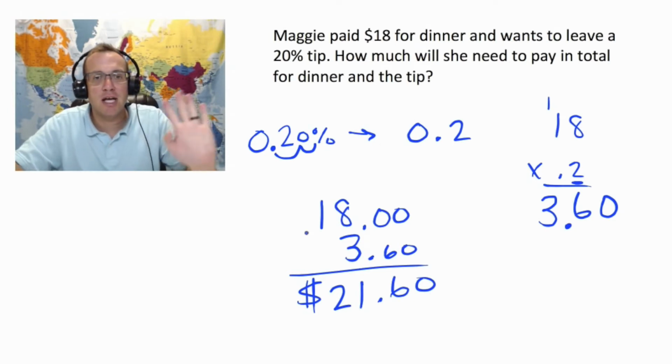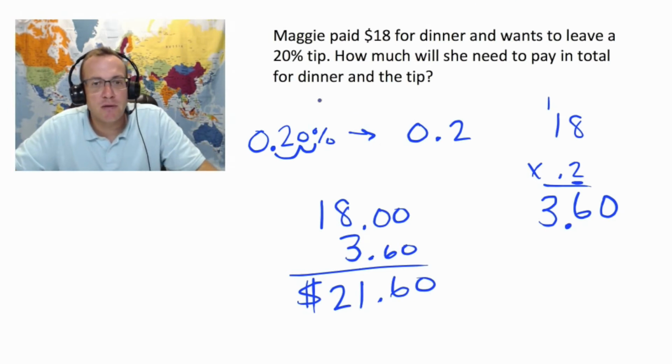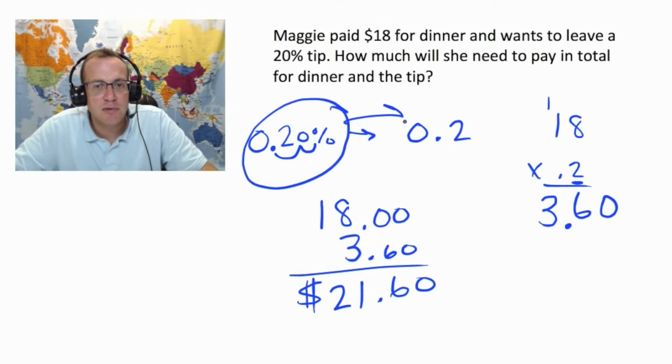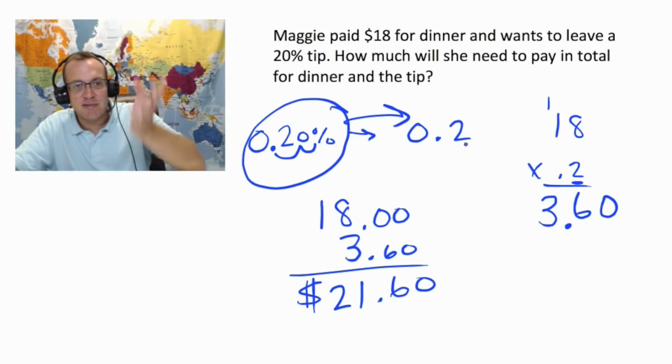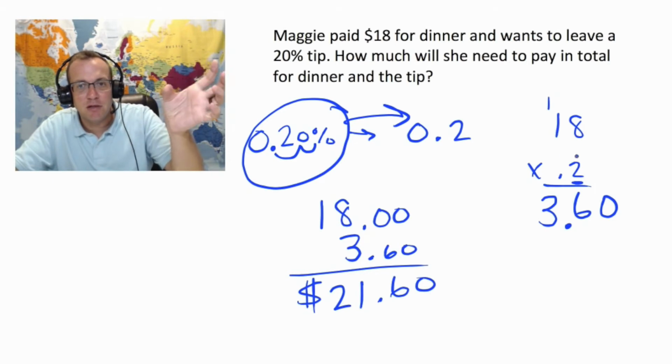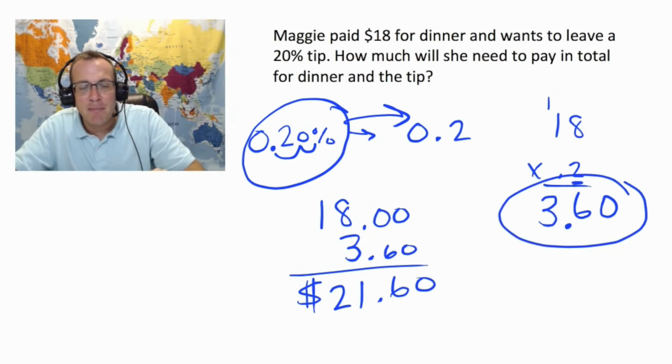$21.60. Okay, again, just to go over the steps. First, we convert our percentage to a decimal. Then we multiply that decimal times the original amount of dinner. And then we add that amount back to our original price of dinner.